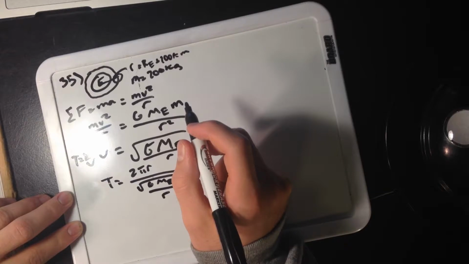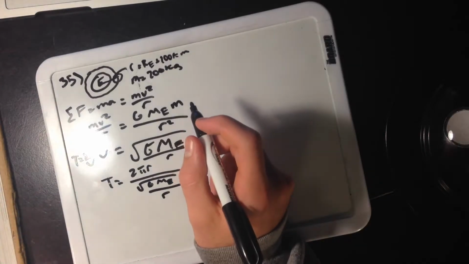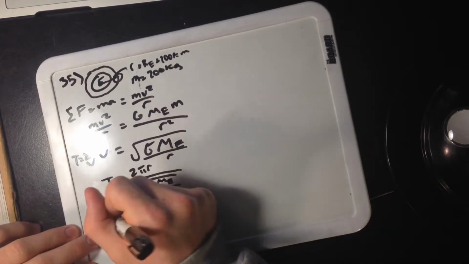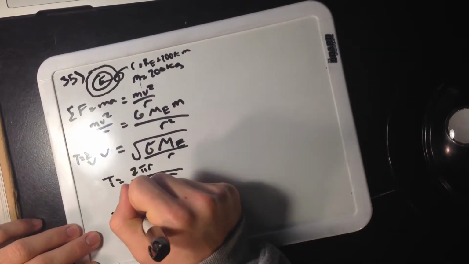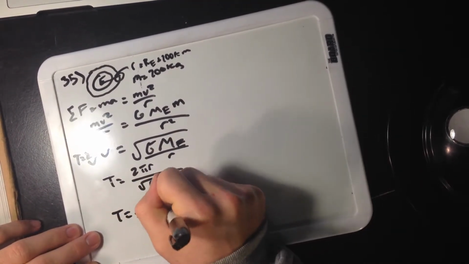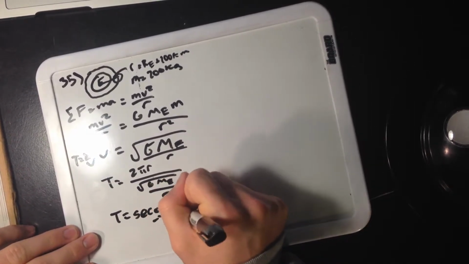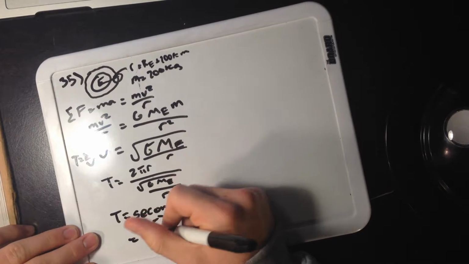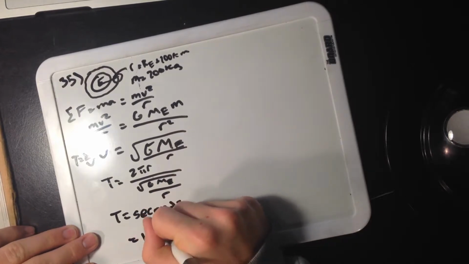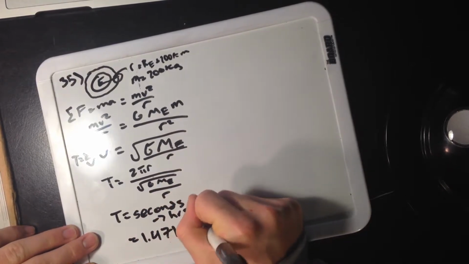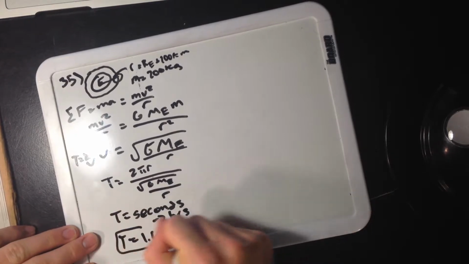And now we just plug in our variables, and you get T in seconds, and then you're going to want to convert that to minutes and then to hours, and in hours you should get 1.47, and that is for A.